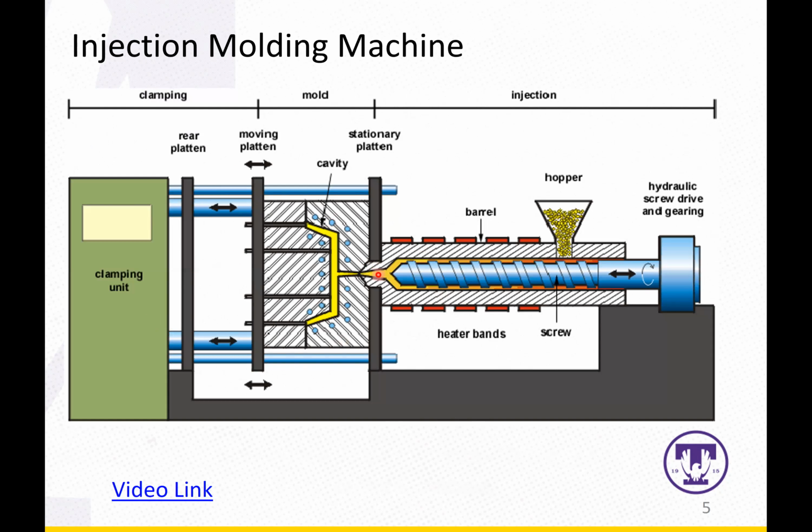And this is a typical workflow for injection molding. You can see they have different units: the injection part, the mold part, and the clamping part, right? So basically, it covers all the steps I described, and we can take a look at the videos so that you will have a better understanding here.